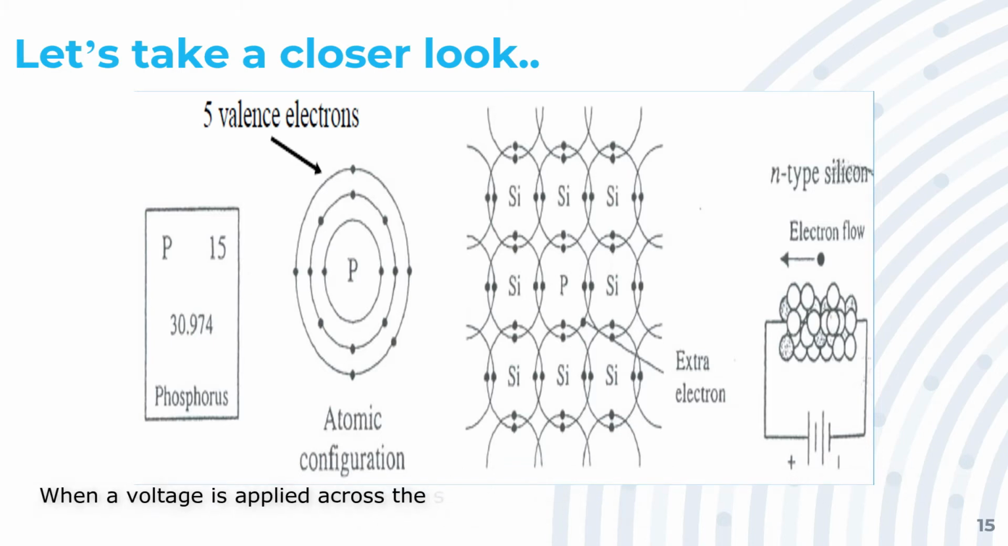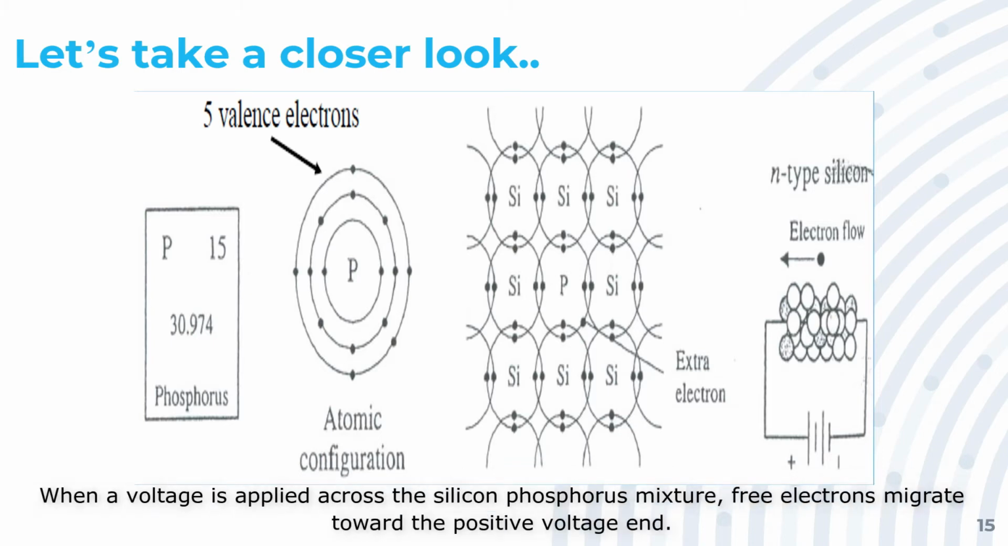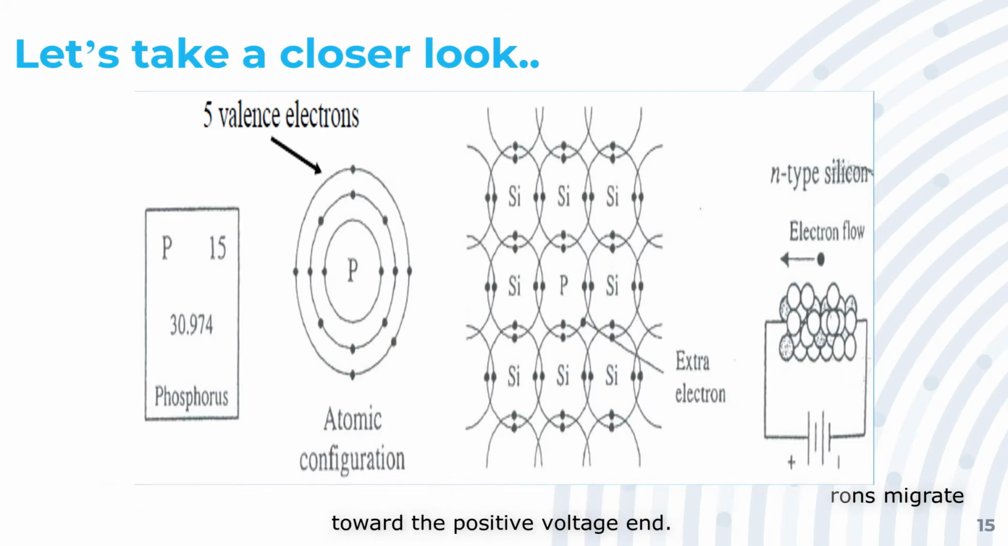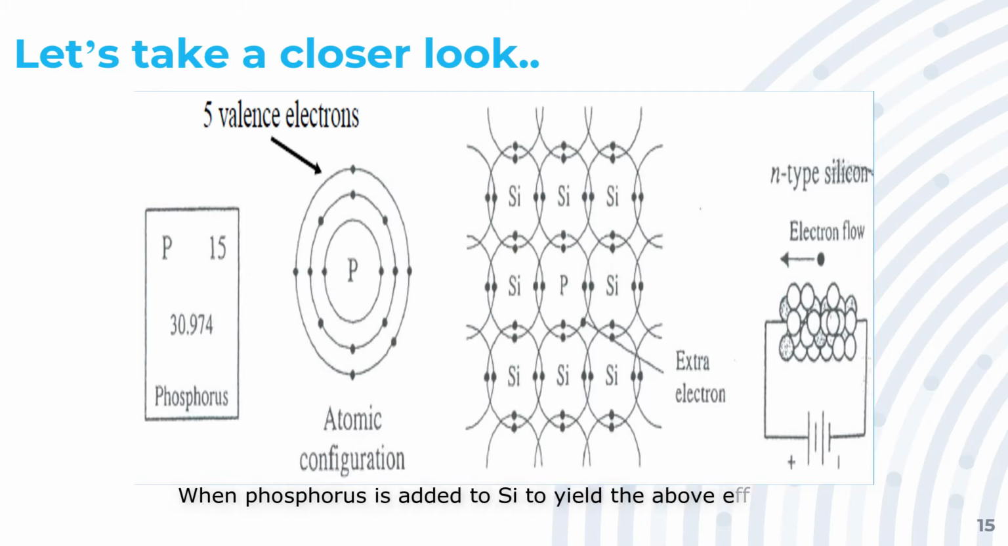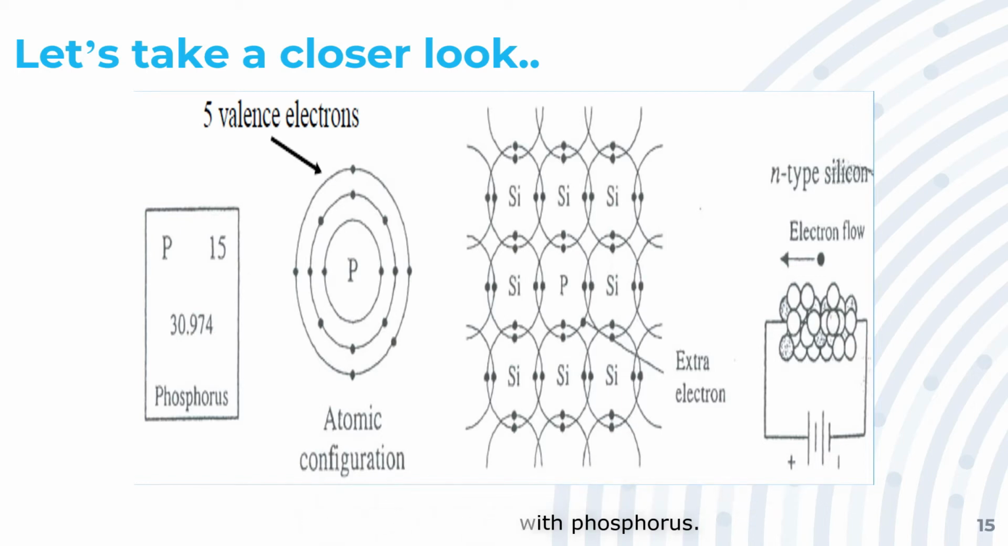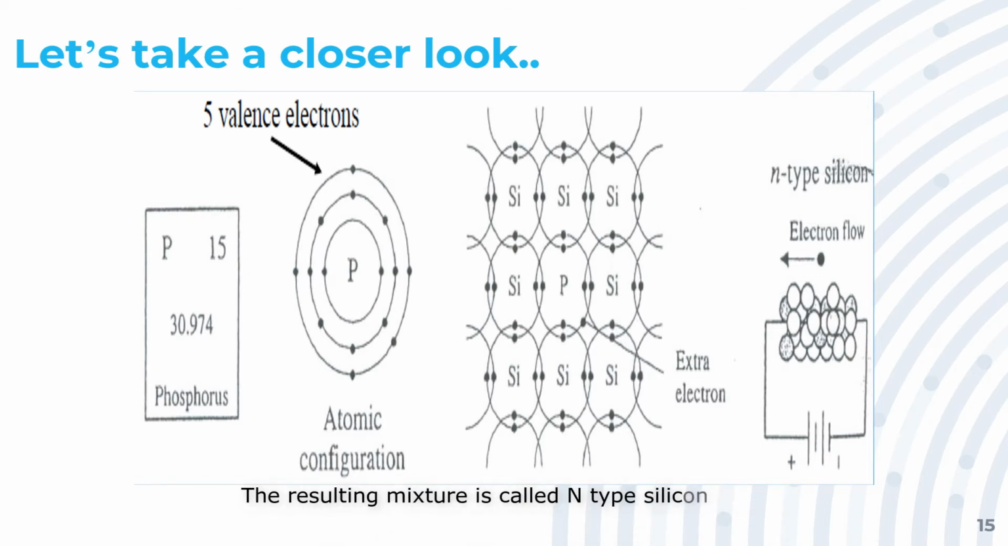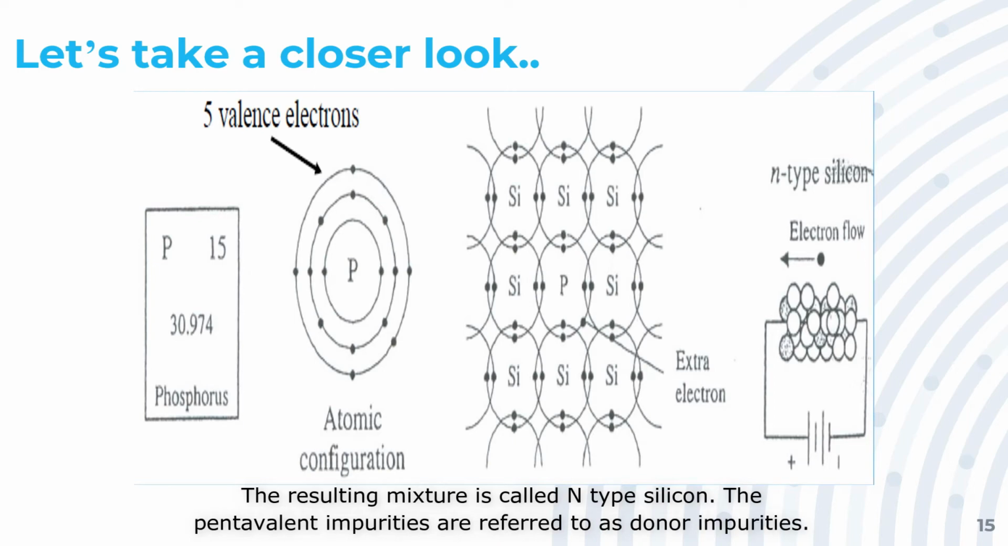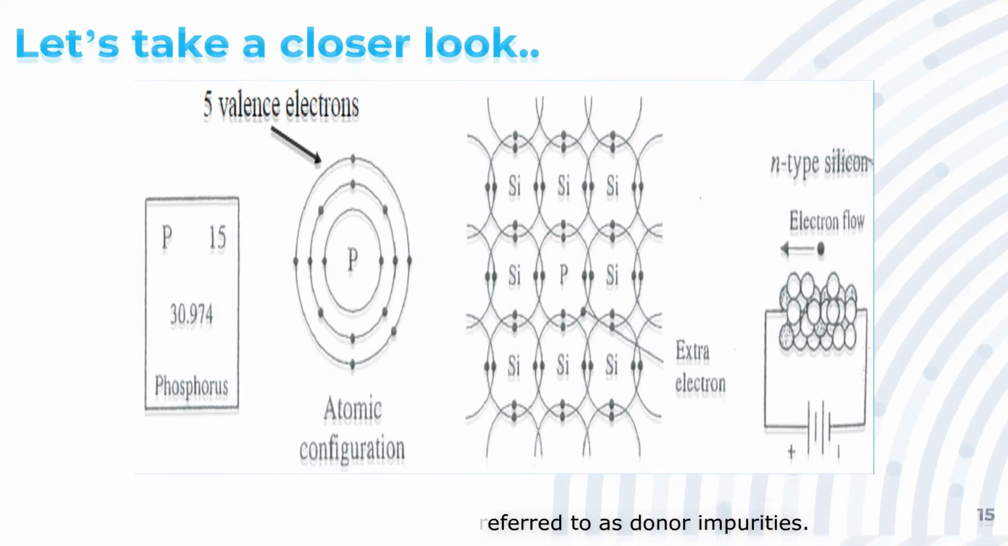When a voltage is applied across the silicon-phosphorus mixture, free electrons migrate toward the positive voltage end. When phosphorus is added to silicon to yield the above effect, we say that silicon is doped with phosphorus. The resulting mixture is called n-type silicon. The pentavalent impurities are referred to as donor impurities.